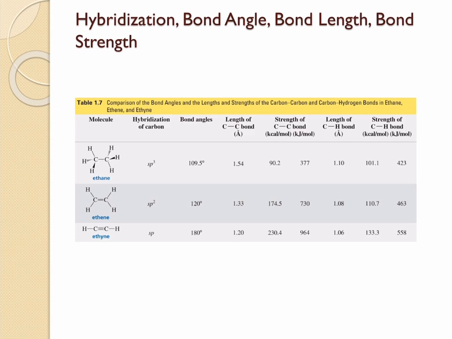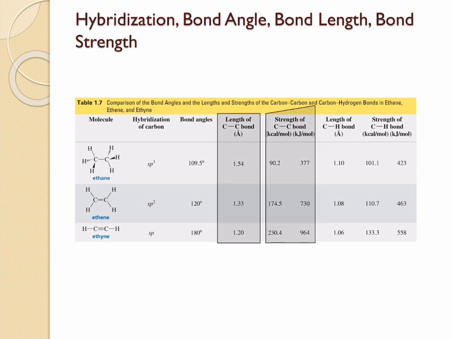Relationship between hybridization, bond angle, bond length, and bond strength. The progression from single to double to triple bonds is going to show an interesting trend here. As the number of bonds increases, the bond becomes stronger as well as shorter. Now, this can be seen from this chart here. Our focus is going to be on these 2 columns right here, which is the length of the carbon-carbon bond and the strength of the carbon-carbon bond.